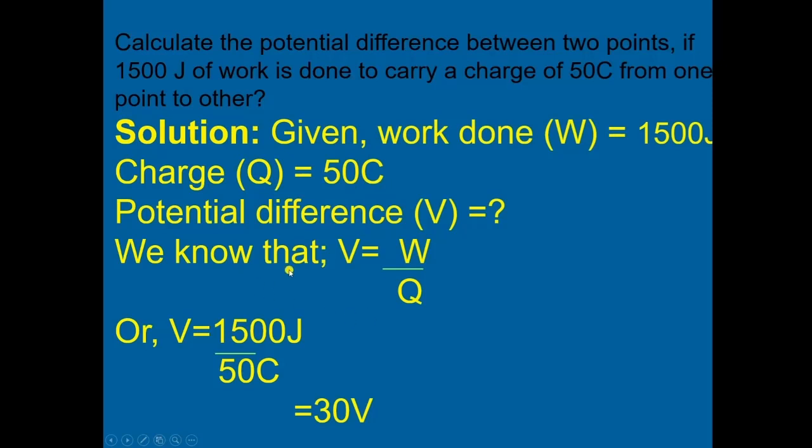Similar to the previous problem, potential difference V is equal to work upon charge. The work will be equal to 1500 divided by 50, that is equal to 30 volt.